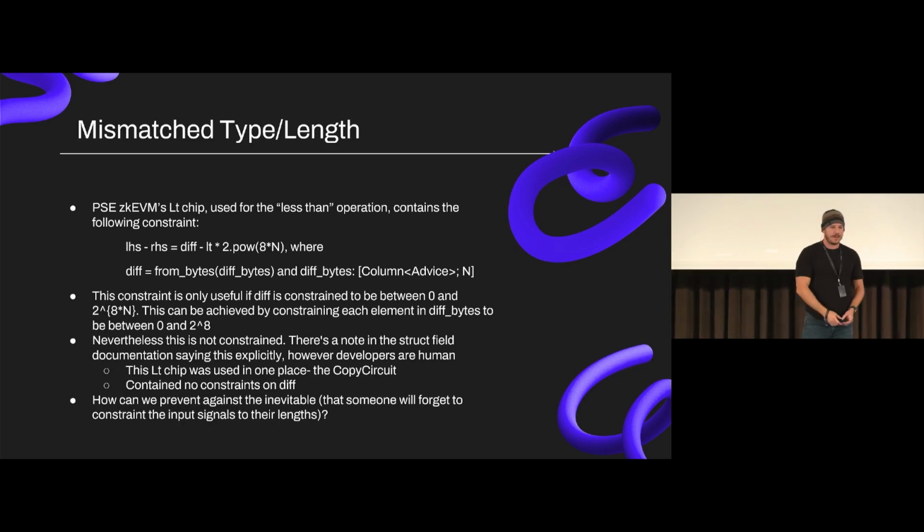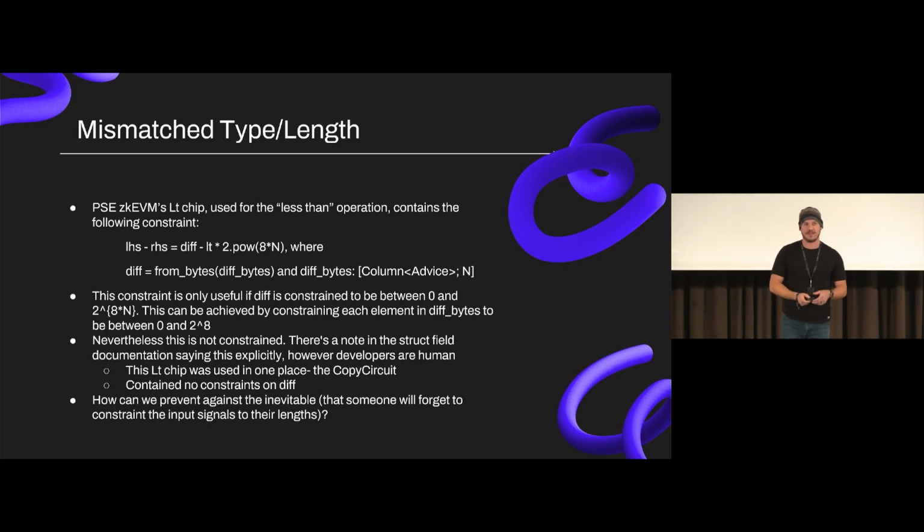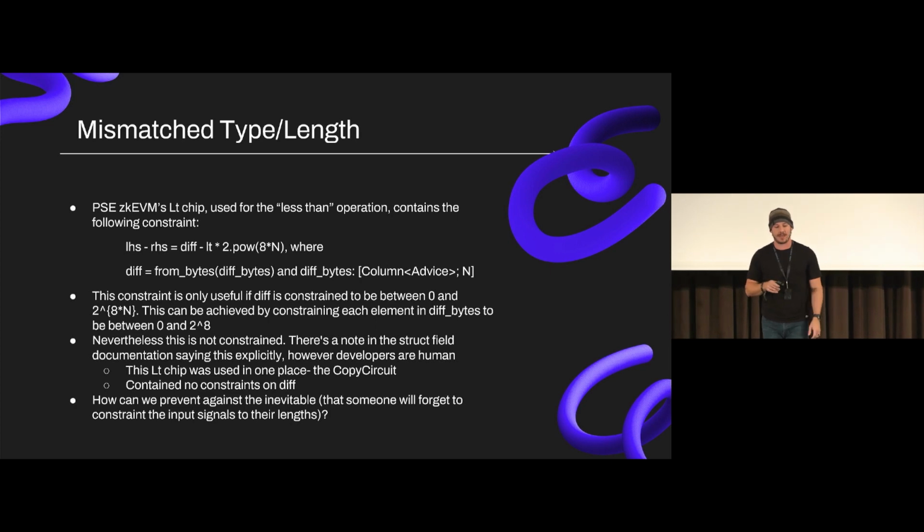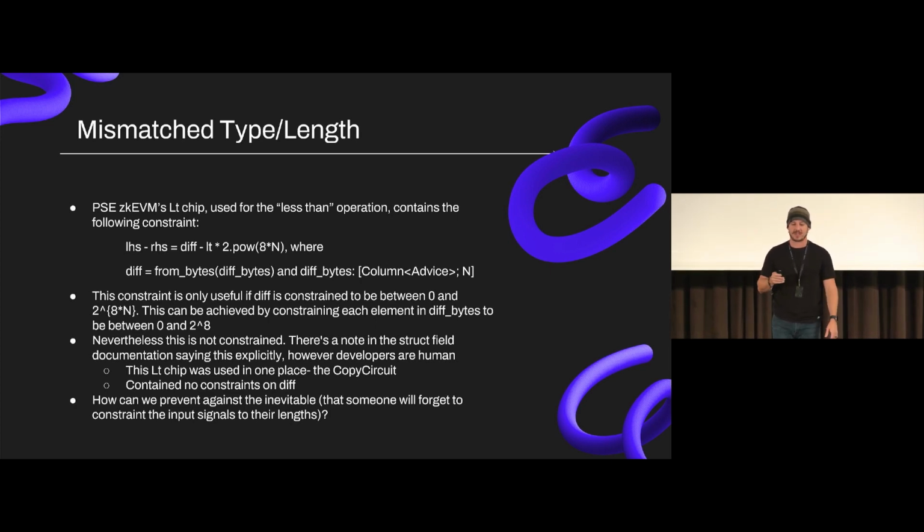Cool. The less than chip is interesting because this is also a mismatch type length, like the previous example, and a lot of these run into each other. The mismatch type length for the ZK EVM's less than chip contains some constraints. Basically, if I had a large number and I wanted to see whether it's less than or equal to another, I start with the largest byte and compare those. If they're the same, I keep going down the tree. Conceptually, if the largest byte is different, then you already know which is bigger, so you don't have to check the other ones. It's for optimization reasons.